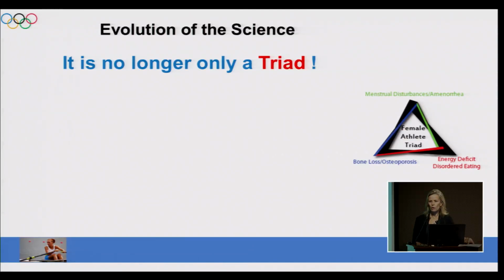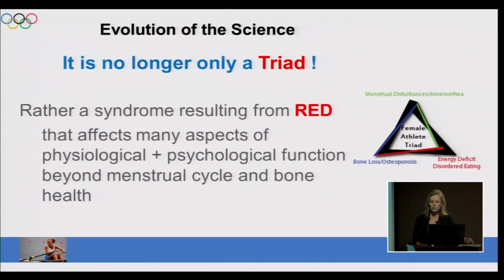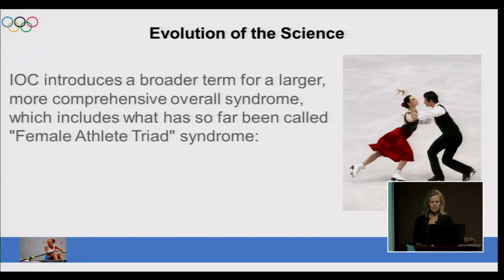And we do know also from the science that it is well beyond the three components of a triad. It's rather a syndrome resulting from relative energy deficiency that affects many aspects of both physiological and psychological function beyond the menstrual cycle and bone health. So while we're not really changing what has been defined, we're just repackaging it based on the knowledge.